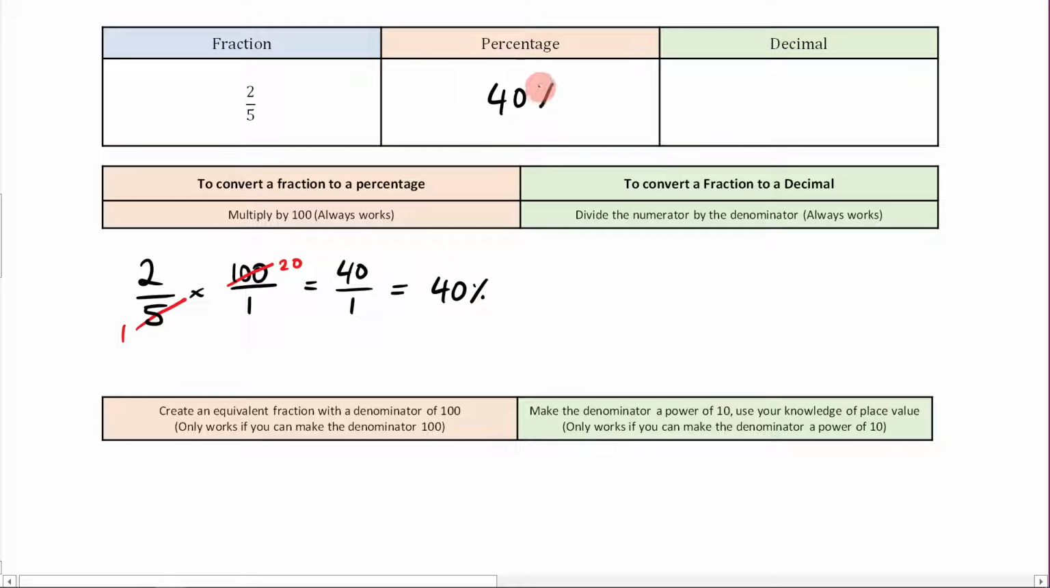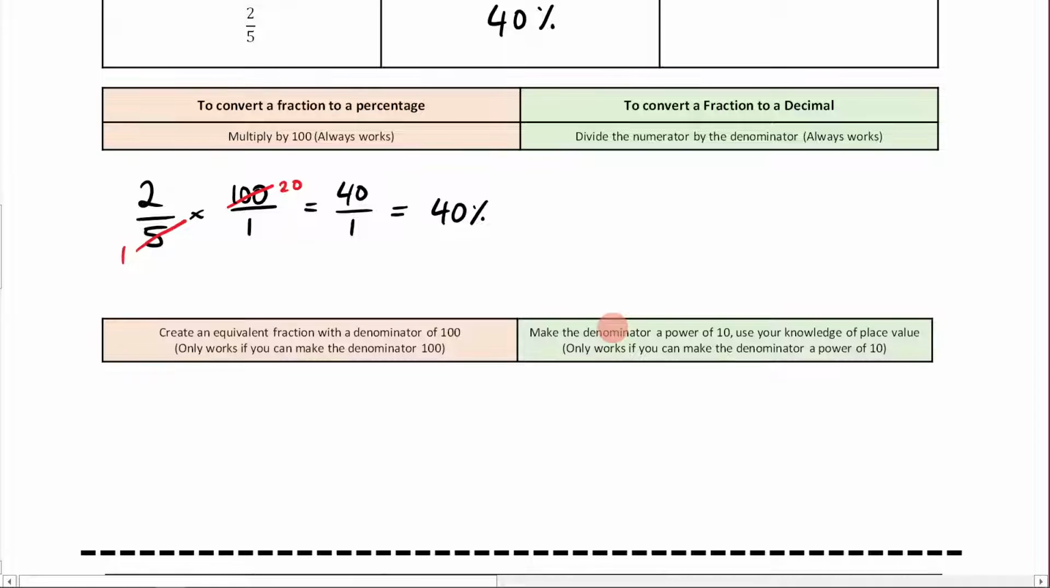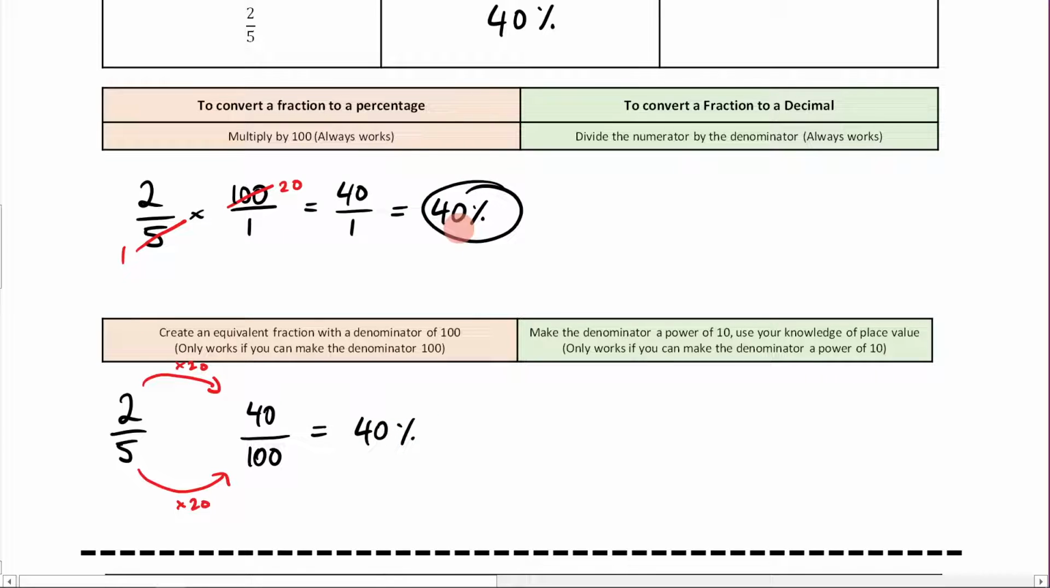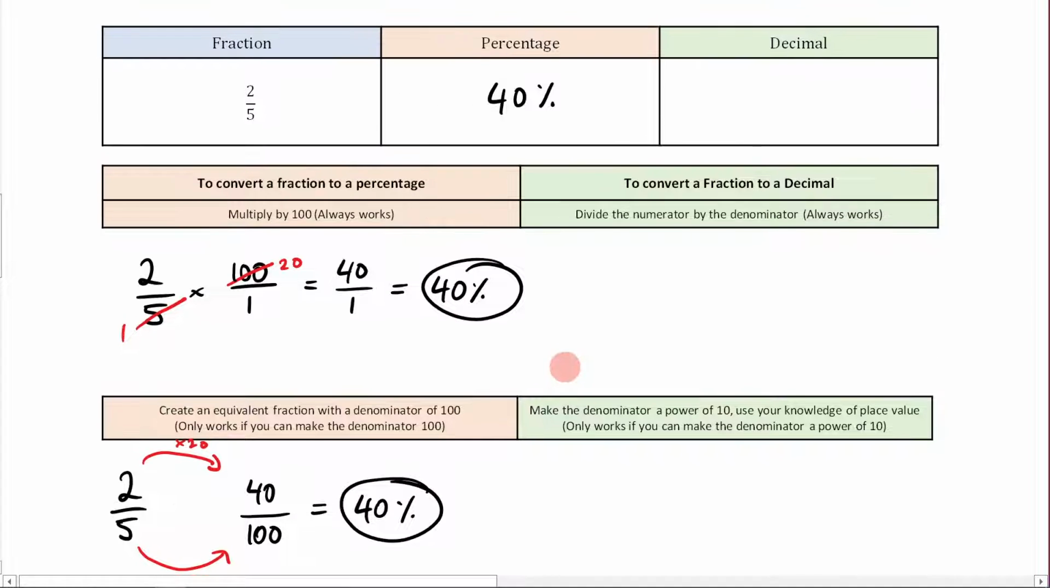40%. Now, there is an alternative way of doing this, and the alternative way of doing this is to create an equivalent fraction with a denominator of 100. Now, this only works if you can make the denominator 100. So in this case, we've got 2/5, and I could make that denominator 100 very easily simply by multiplying the top and bottom by 20. So if I was to do that, I'm going to get a denominator of 100 because 5 times 20 is 100 and 2 times 20 is 40, and that means it's going to be 40%, which is what we found here. So that is another way of doing the same thing.